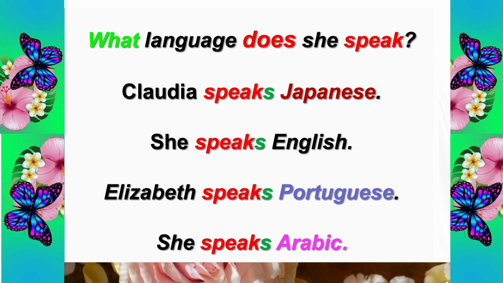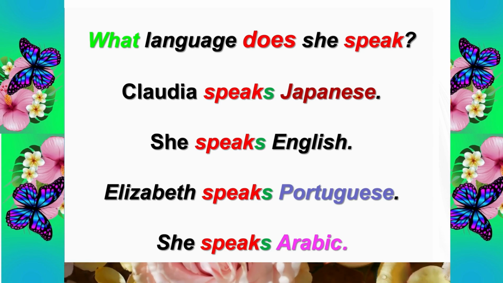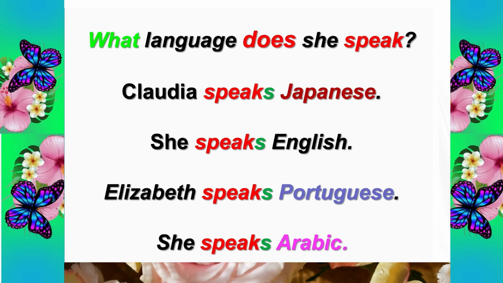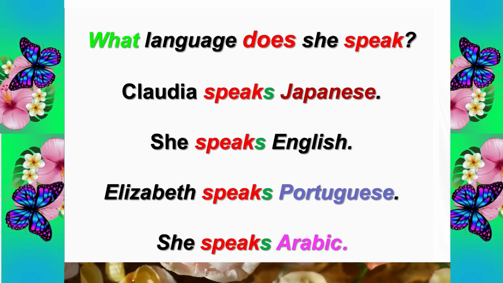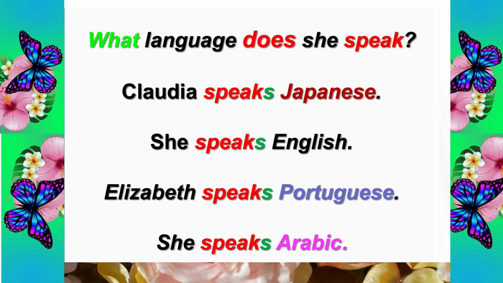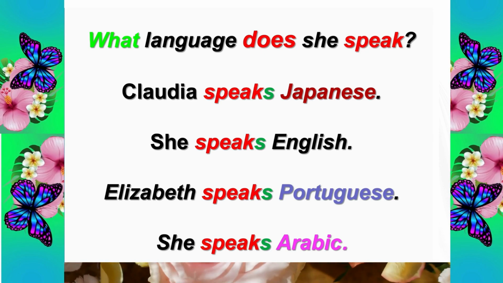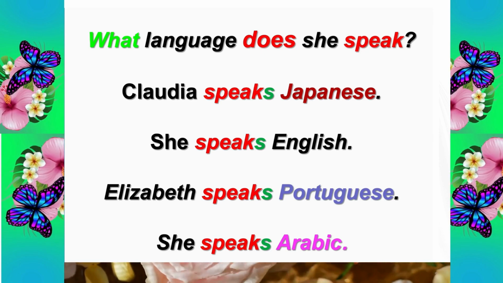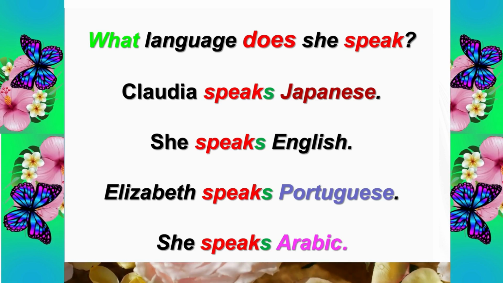In the next slide we have what language does she speak? So we are speaking about a woman or a girl. So in the first example, Claudia speaks Japanese. So Claudia means she. Claudia speaks Japanese. Another girl or a woman, she speaks English. The third example, Elizabeth speaks Portuguese.